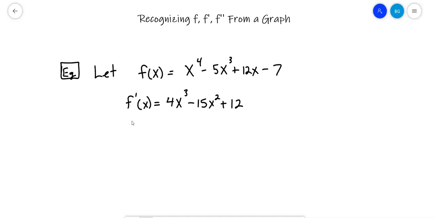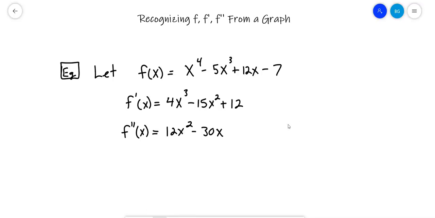And if I want to take the derivative of that function, if I want to do f double prime, well, I'll just do the derivative again. It's just more power rule. 12x squared minus 30x, and the 12 drops off. So notice that the quartic function turns into a cubic, which turns into a quadratic.